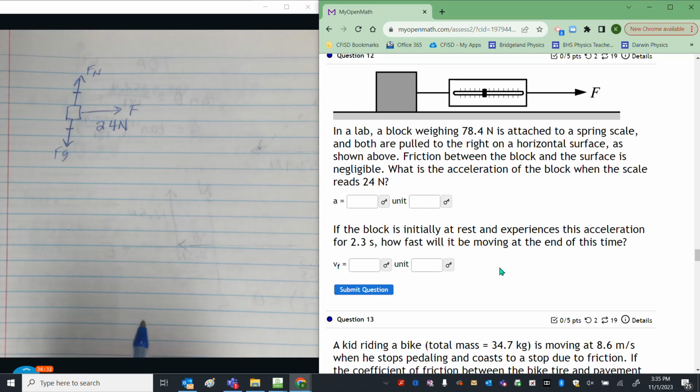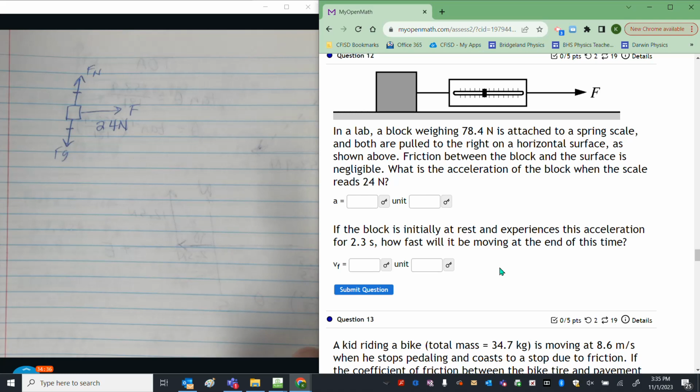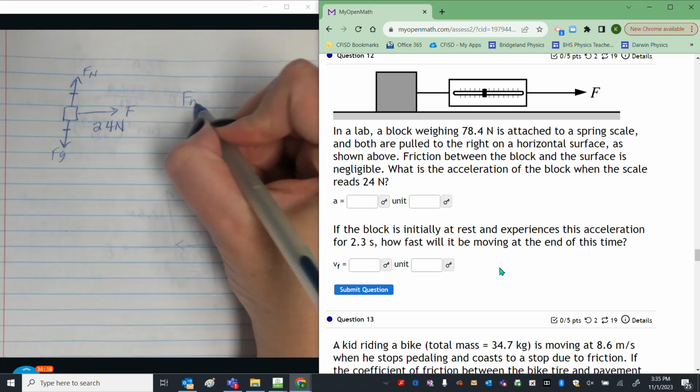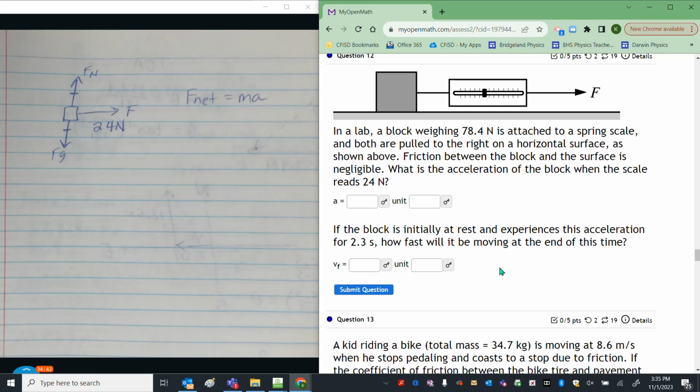Okay, so what is the acceleration of the block? Again, I can find acceleration with F net equals ma, or with kinematic equations. In this particular example, I'm going to use F net equals ma because I don't have any information to use my kinematic equations.